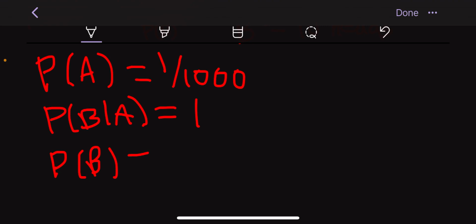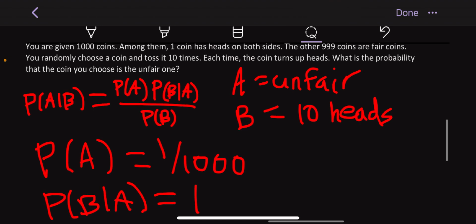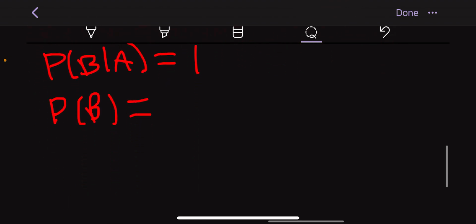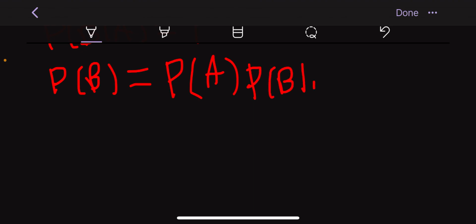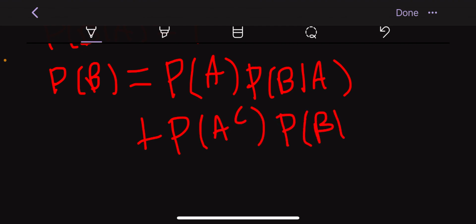Oftentimes in a Bayes rule problem, this denominator is the trickiest to calculate, because in this case, the probability of getting 10 heads depends on if we chose the unfair coin or not. So we basically have to use what's called the law of total probability to account for these two cases. The law of total probability states that probability of B is equal to probability of A times probability of B given A. Note that this is actually the numerator in Bayes rule. So then we add probability of A complement times probability of B given A complement.